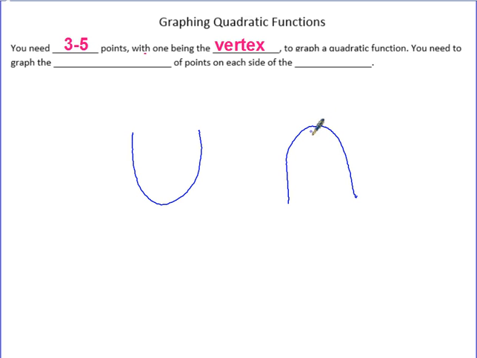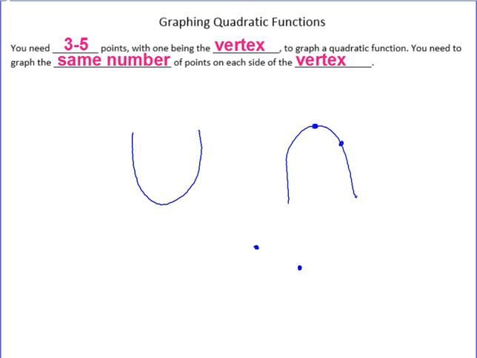If I just graph 2 points, even if one of them was the vertex, so if I just graph this point and this point, I have no way of knowing what the other side would look like. So if I just gave you those 2 points, how would you know where the curve was? What if this wasn't the vertex? If I just gave you those 2 points, you can't tell that it's a parabola. So we need at least 3, and honestly I would like for you to graph 5.